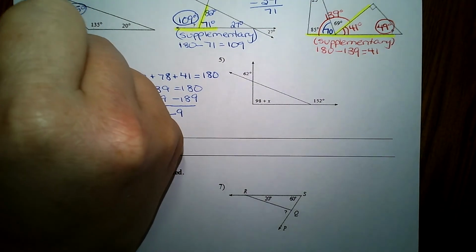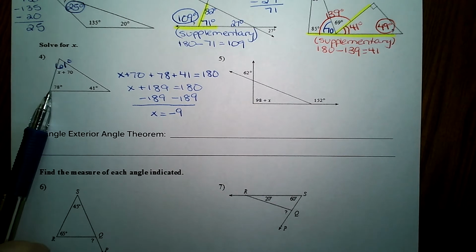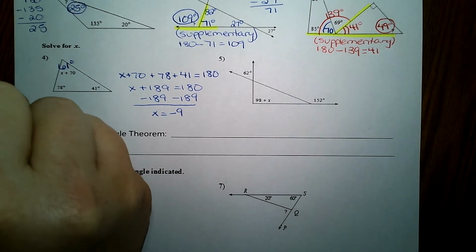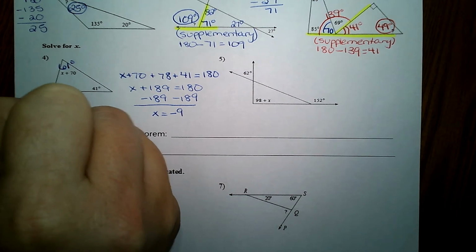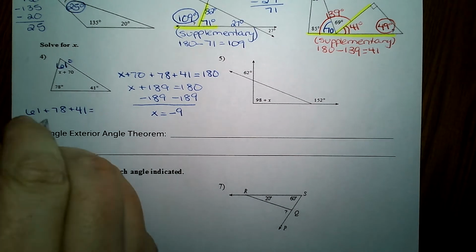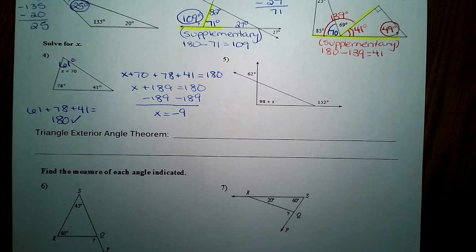Now, if you're concerned about that being negative, plug it back in. -9 plus 70 is 61. This is a 61-degree angle. Is 61 plus 78 plus 41 180 degrees? Checking it over here on my calculator. Absolutely. Remember, the angle measure is what must equal 180 degrees, the sum of the 3 angles. Okay.